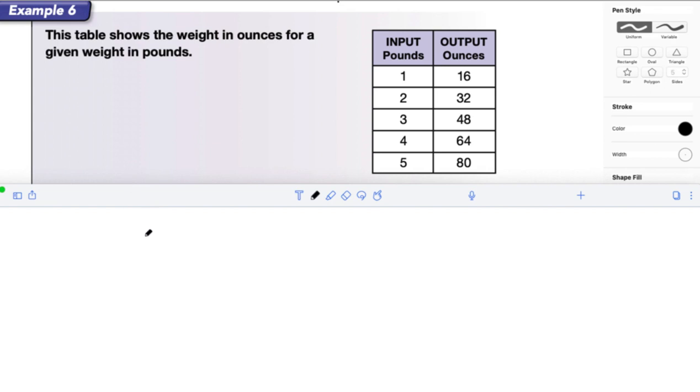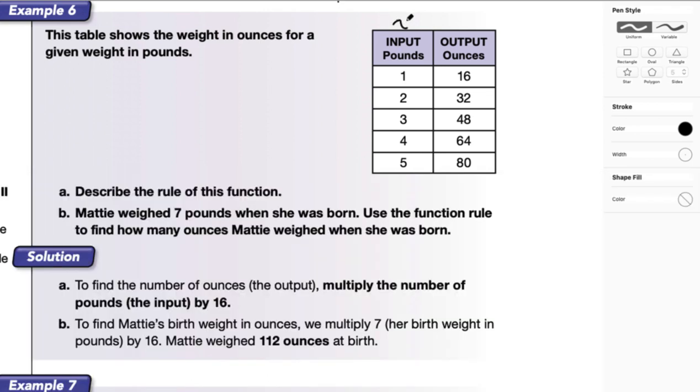As I look at this, we already know that for each pound we have 16 ounces. So if I were to take the input and multiply it by 16, it gives me the output. The way this would be written in terms of an equation would be X and Y. So you could look at this as 16 times X is equal to Y. We're getting a little ahead of ourselves, but let's take a look. So that's describing the rule of the function.